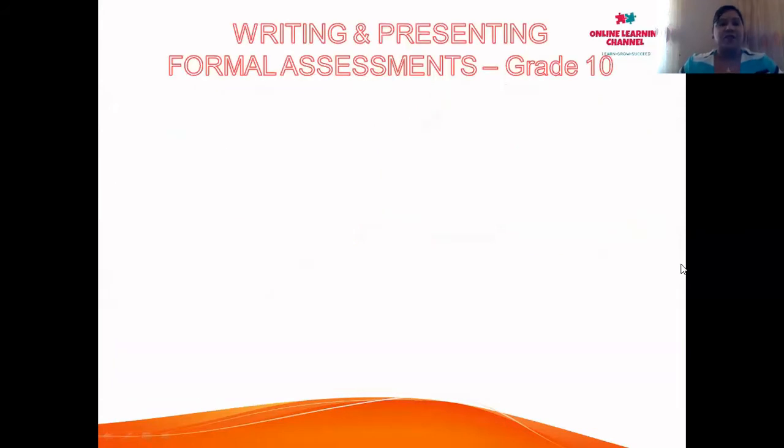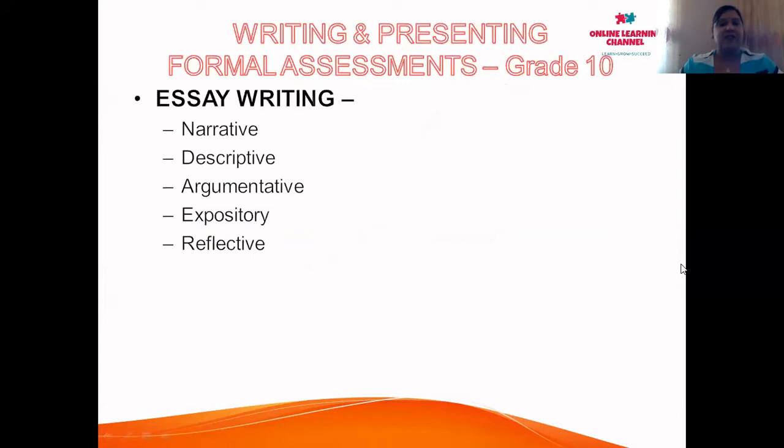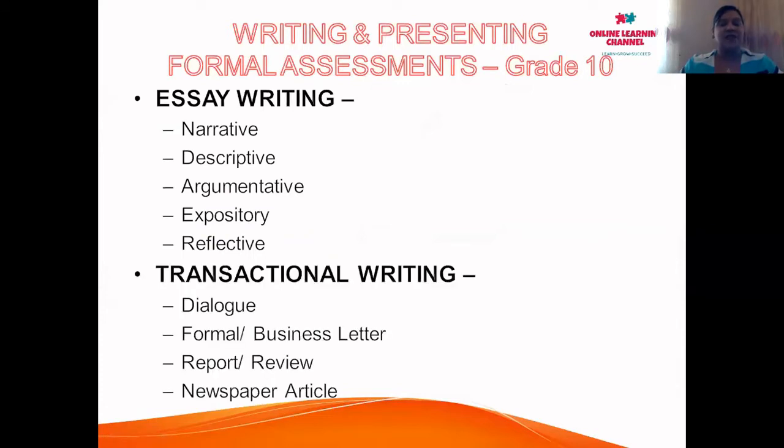The formal assessments for writing and presenting for grade 10 are essay writing and transactional writing. So the types of essay writing that you will be tested on in your exams will be narrative, descriptive, argumentative, and expository, as well as reflective essays. You will also be tested on transactional writing, which is dialogue, formal business letter, report, review, and newspaper articles. But for today's lesson, we will only focus on the different types of essay writing. In the next lesson, I will go through transactional writing with you.